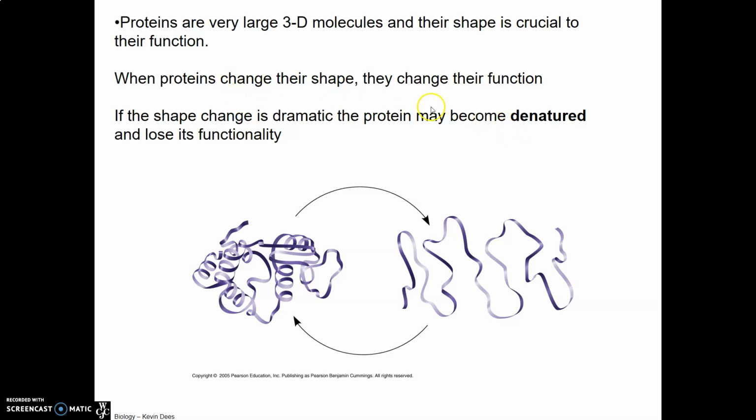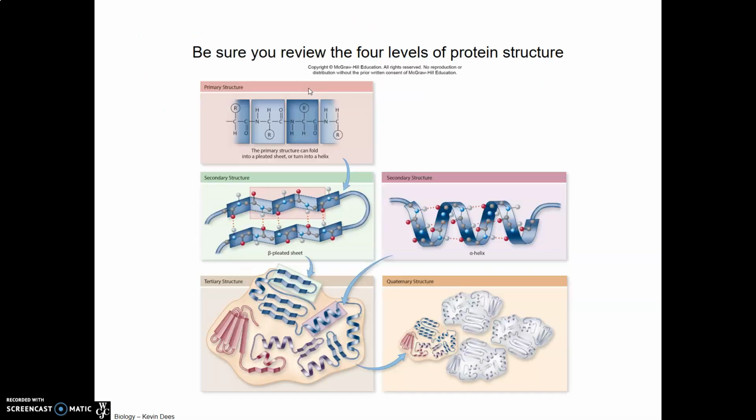Some things besides heat that can help denature a protein are pH, acidity or alkalinity, temperature, pressure, etc. These can all help to change the shape of the proteins. But recall that these proteins are really large three-dimensional molecules and their shape is crucial to their function. And when their shape changes, their functions change. So be sure you review the 4 levels of protein structure.